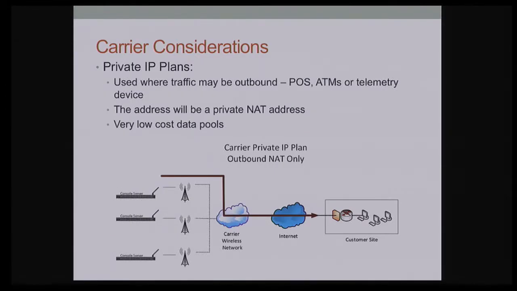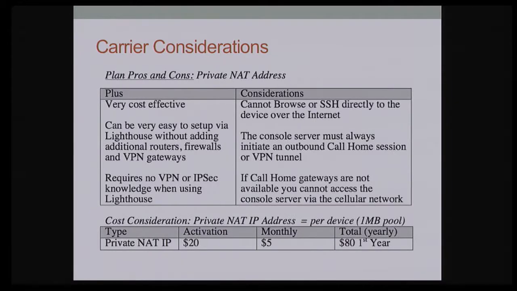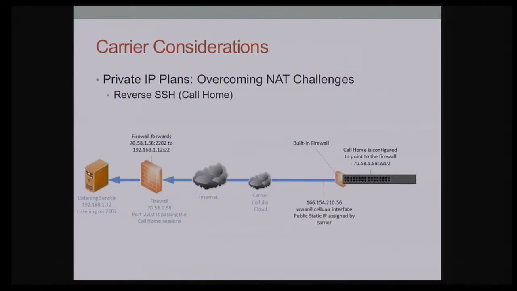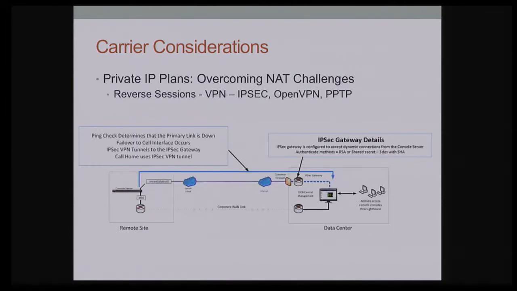In the private IP plan, the pros and cons are it's easy to get going. There's a low upfront cost. The downside is it's a private NAT address. So you have to have some kind of way to get to that device, and usually the device is initiating that as an outbound SSH session. It could be an outbound VPN session back to a VPN gateway, and that way you can get over the limitation on that private NAT plan.